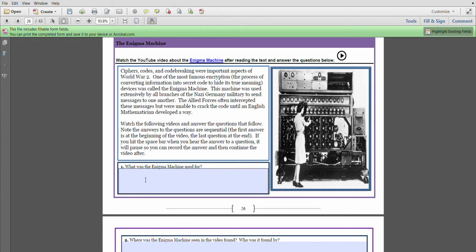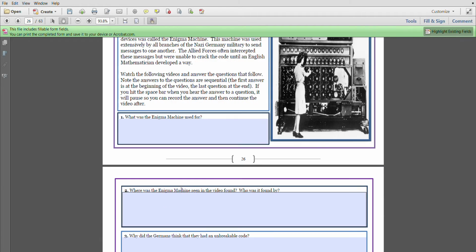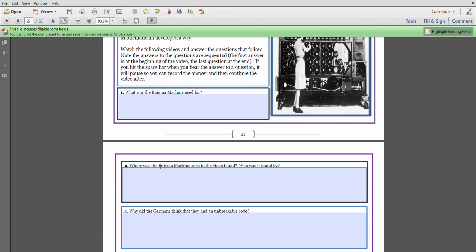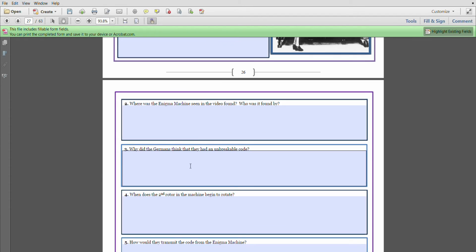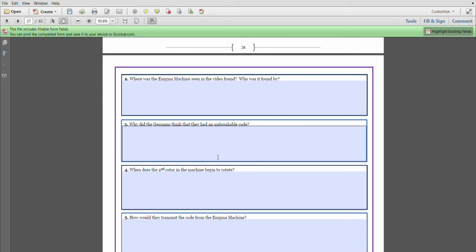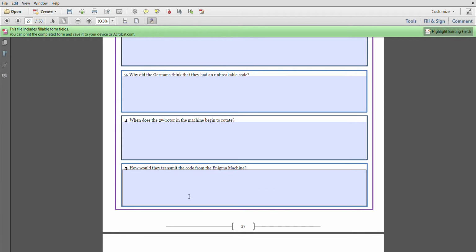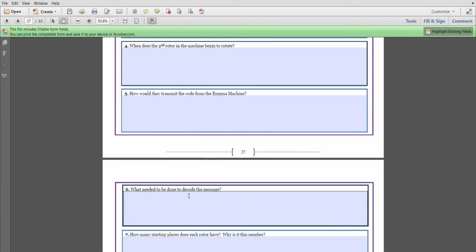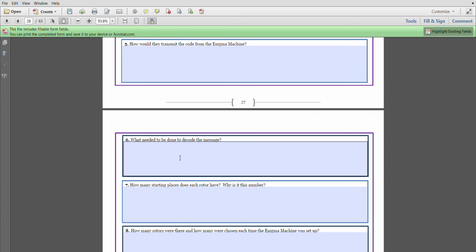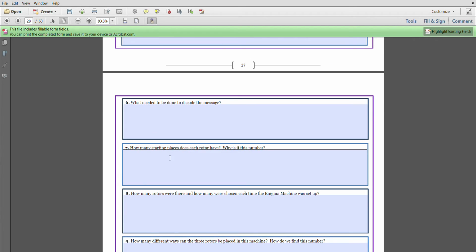Question 1. What was the Enigma machine used for? Question 2. Where was the Enigma machine seen in the video found? Who was it found by? 3. Why did the Germans think that they had an unbreakable code? 4. When does the second rotor in the machine begin to rotate? 5. How would they transmit the code from the Enigma machine? 6. What needed to be done to decode the message? 7. How many starting places does each rotor have? Why is this the number?